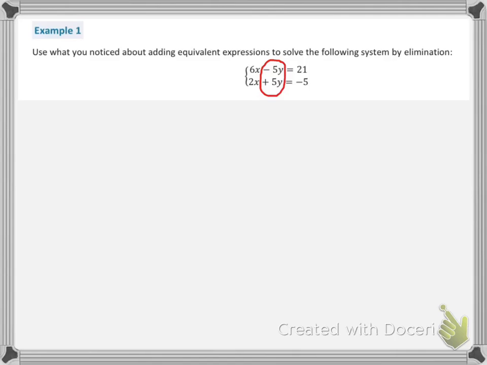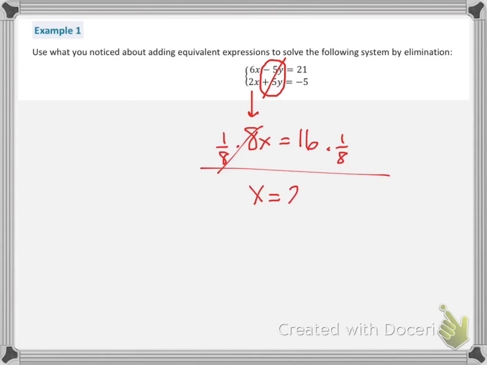I'm combining like terms, combining these two equations. I get 6x plus 2x, adding these two positive x's together, and 6x and 2x is 8x. Then a -5y and a +5y, that's 0. That goes away. And then I have a +21 and a -5. That's a +16. So 8x equals 16. Then I can multiply by a reciprocal, and I get x equals 16 divided by 8, which is 2.